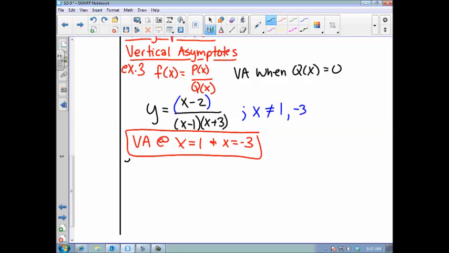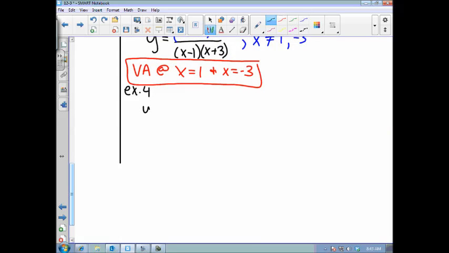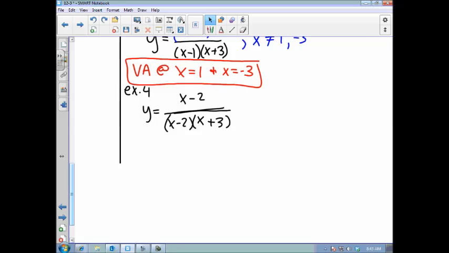Okay, let's do another quick vertical asymptote. Example 4. y equals x minus 2 over x minus 2 times x plus 3. There's a cancel, isn't there? What type of discontinuity do we have right here? Removable discontinuity. Okay? So there's only one non-removable.